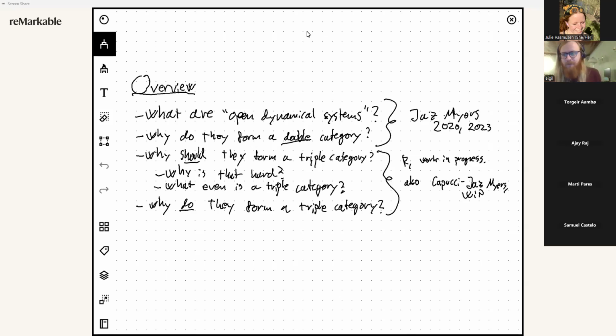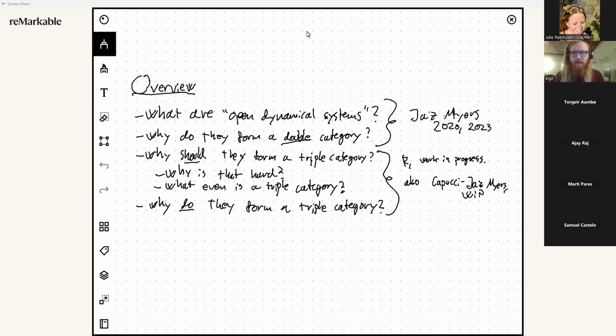Because if I only talked about the solution, it would be maybe 10 minutes of the solution and 30 minutes of technical details, which would not be so interesting. So instead, I've elected to do maybe 30 minutes of context and 10 minutes of solution instead, and hopefully that will be more interesting for everyone. So the title is called Triple Categories of Open Dynamical Systems.